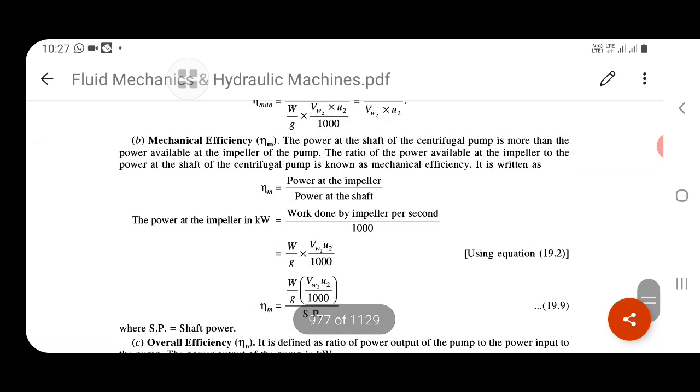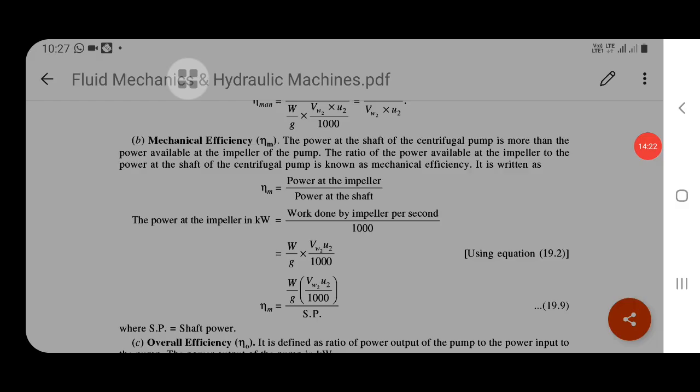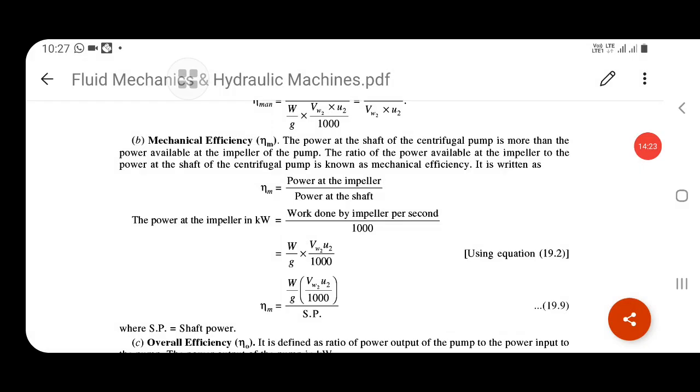So next is mechanical efficiency. It is the power at the impeller to the power at the shaft. It is w upon g, Vw2 U2 upon shaft power. Write down mechanical efficiency.